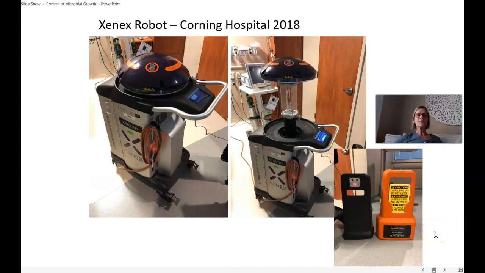The last thing I want to show you about radiation is one of my students a few years ago was a cleaner at Corning Hospital and was involved in the use of this Xenex robot. And these robots that cost around $100,000 are being used in hospitals more often because they generate ultraviolet light, non-ionizing radiation, and they can be used in rooms to kill microorganisms. And this is something that has been implemented due to so many antibiotic resistant organisms being in our environments.